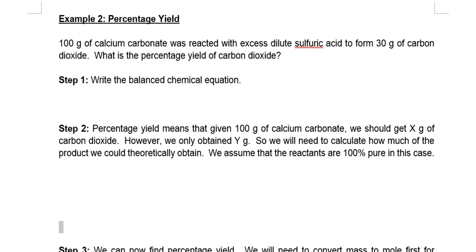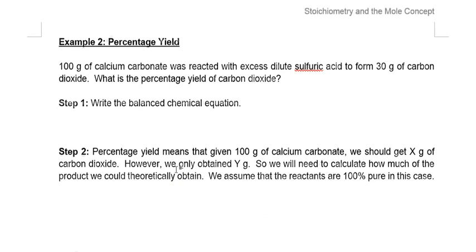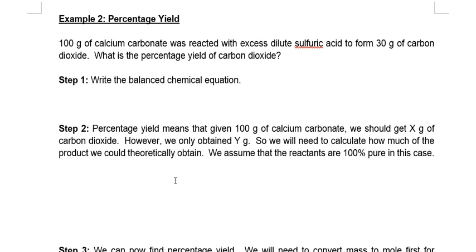We now move on to percentage yield calculation. So this one is similar to percentage purity, but it is in the opposite way. There's a little bit of twist here. So in this case, we have 100 grams of calcium carbonate reacting with excess dilute sulfuric acid to give me 30 grams of carbon dioxide. What is the yield of carbon dioxide?